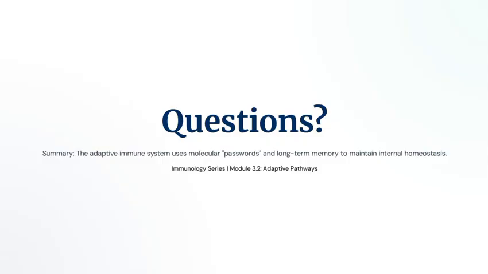But anyways, that's the end of this video. Any questions? Just let me know in the comments and I'll answer them. And a summary is that the adaptive immune system uses molecular passwords and long-term memory to maintain internal homeostasis. It's pretty interesting. Here's image sources.